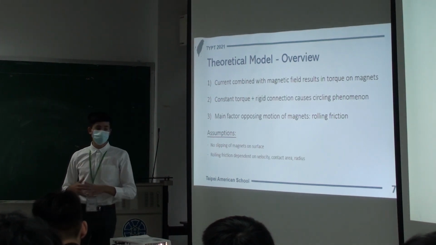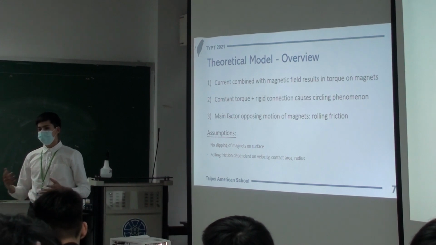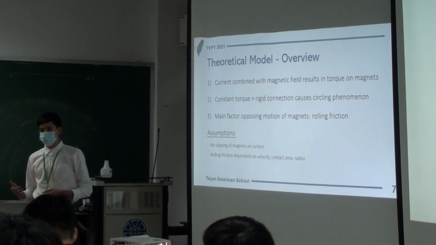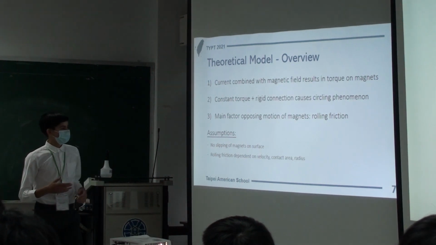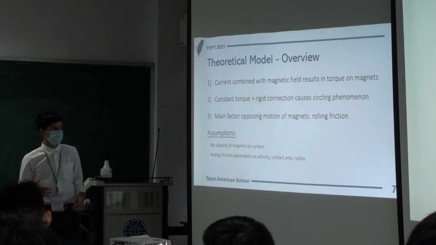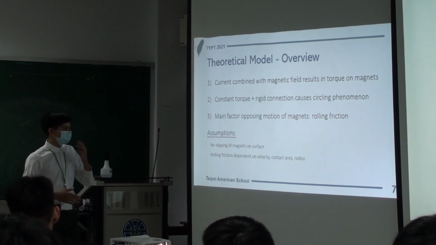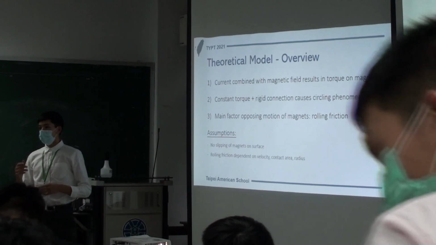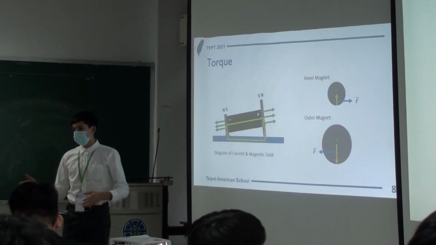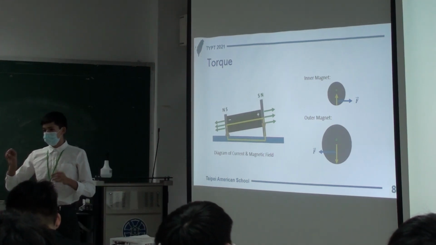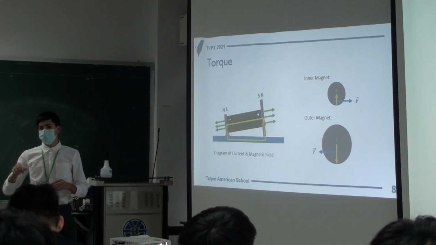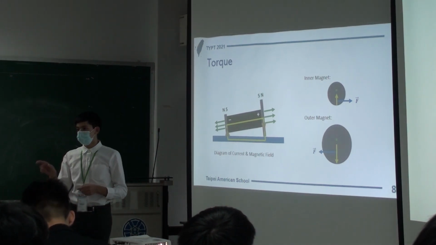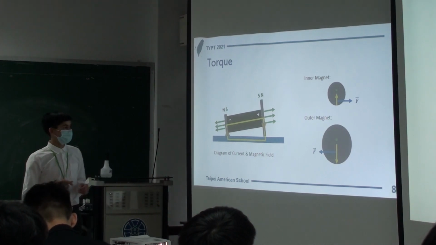And so we assume that there's no slipping of the magnets on the surface, because essentially we obviously observed that it was rolling, and the sliding friction is greater than the rolling friction by enough that essentially there's no reason why it would be sliding. Also, the rolling friction we assumed was dependent on the velocity, the contact area of the magnets and the aluminum foil, and the radius. And I want to note that there's friction because although it's tilted, the aluminum foil can be indented slightly. So that creates an area of contact between the magnet and the aluminum foil.